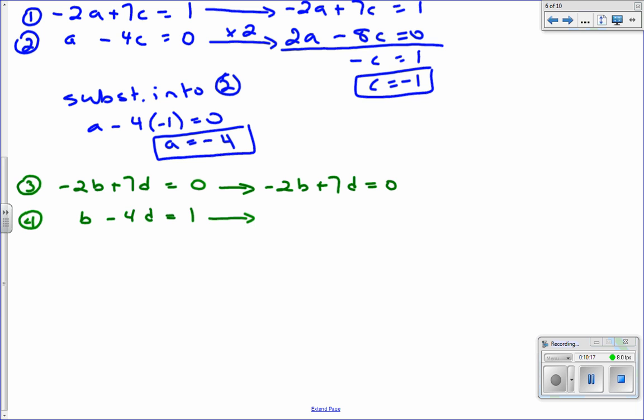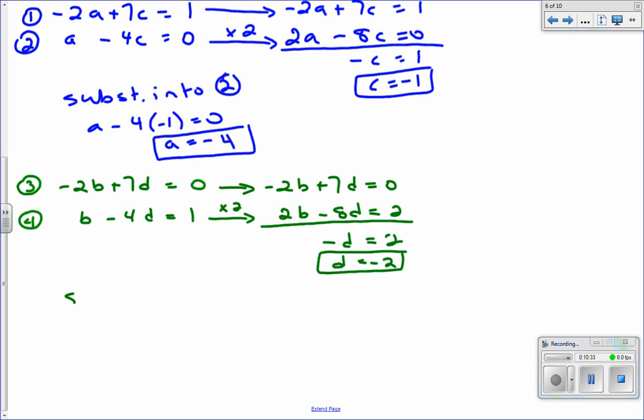And I'm going to multiply this one by 2. So I have 2B minus 8D equals 2. And when I add the two equations together, I'll have negative D equals 2. So D equals negative 2. I'll substitute that into equation 4. So I'll get B minus 4 times negative 2 equals 1. So that'll be B plus 8 equals 1. So B equals negative 7.